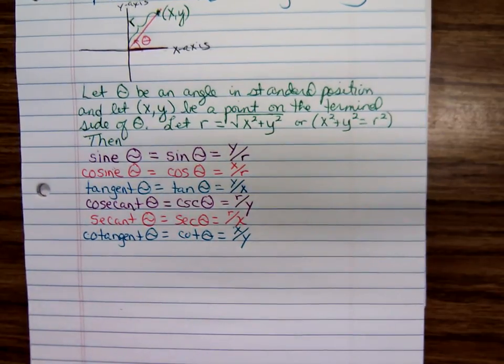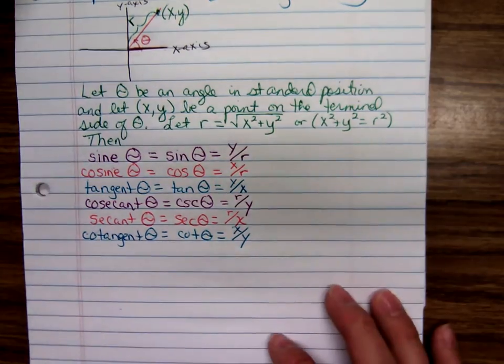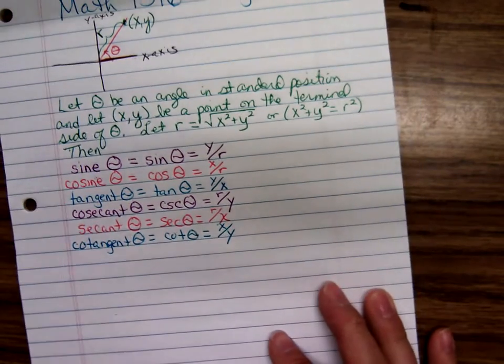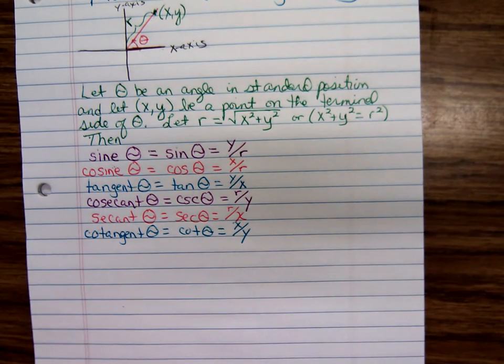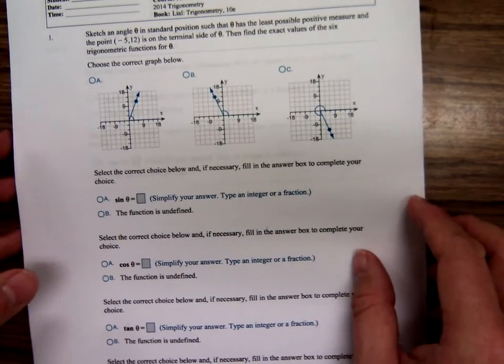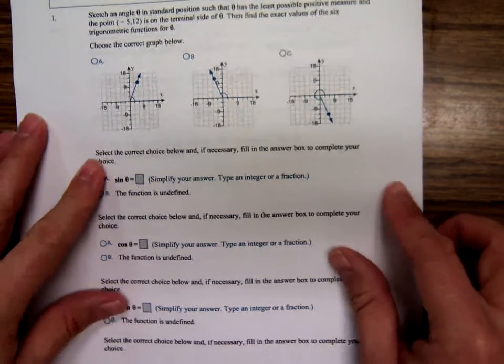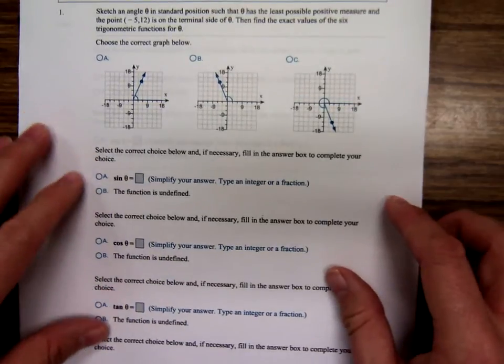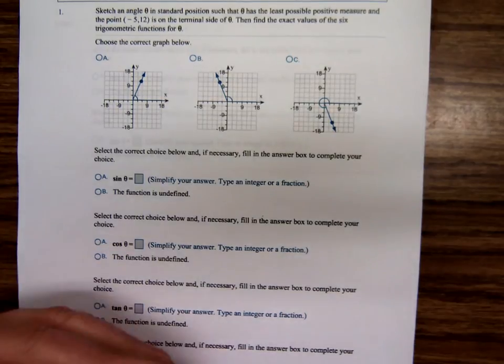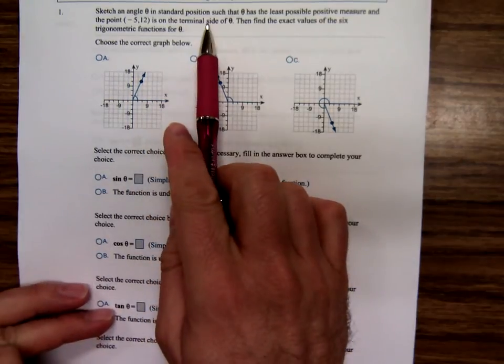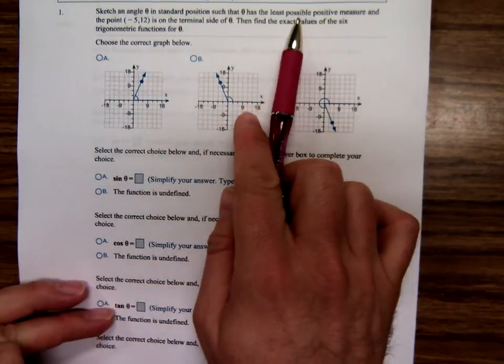Now, while I'm doing all of this, I'll also be working some homework similar to the homework you'll be having for the class. What I did this morning was print out a copy of the homework, and let's read problem number 1. It says, sketch an angle theta in standard position such that theta has the least possible positive measure.